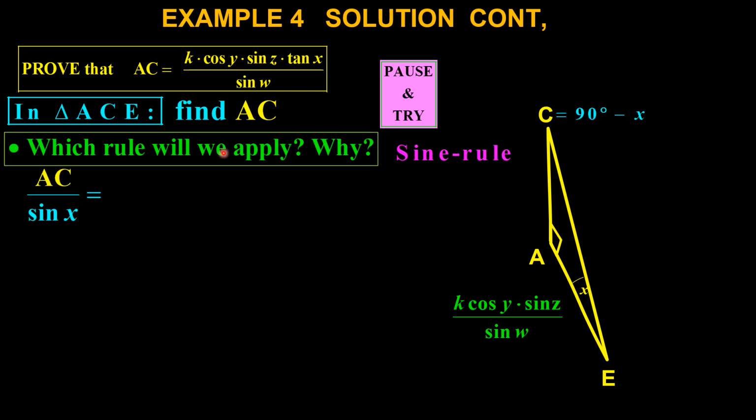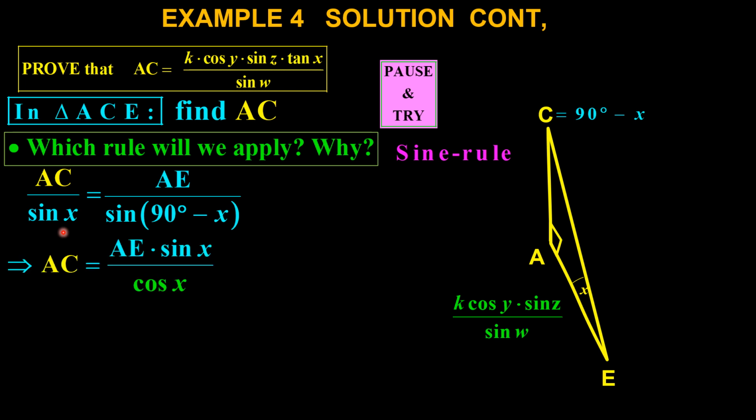So 3 minutes is up. Let's look at it. I want AC, remember it's the unknown length, so I put the AC, and that goes with X. So it's AC over sine of X. I've already worked out AE, keep it as AE, don't write it in that form. So I have AE, and AE goes with that angle C, which is 90 minus X. What do you know about sine of 90 minus X? That's right, this is going to become cos of X. And to transpose the sine of X, instead of dividing, I multiply by sine of X. So AC equals AE times sine of X over cos of X.